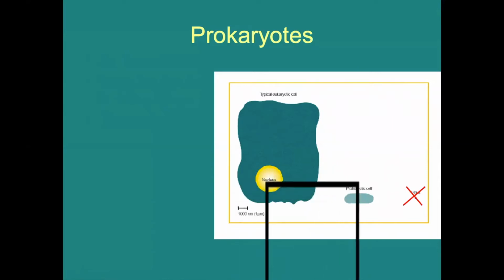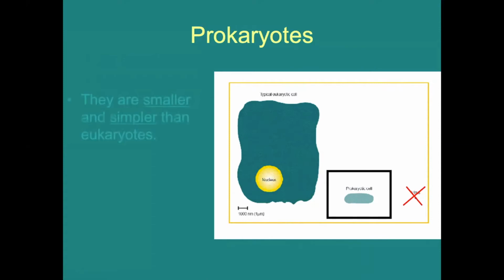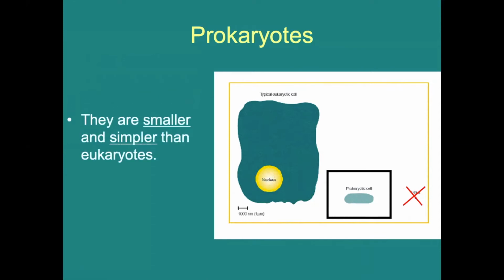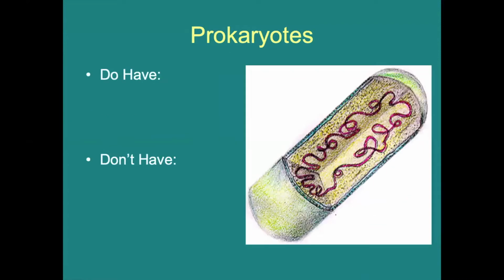So let's start with prokaryotic cells. They are smaller and simpler than eukaryotes. What does that mean, simple? Does it mean easy? No, it means there's less things. Look how small they are compared to it. They can't fit as much stuff in there, so they have less things going on for them. That's what we mean by simple. So what do they have? They don't have a lot.